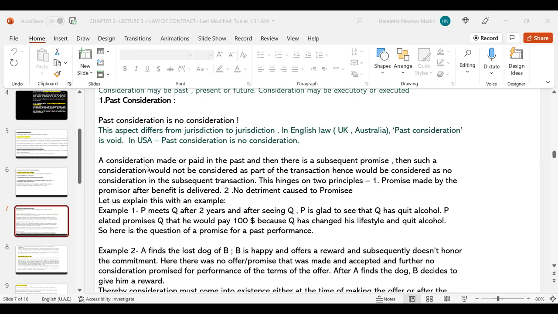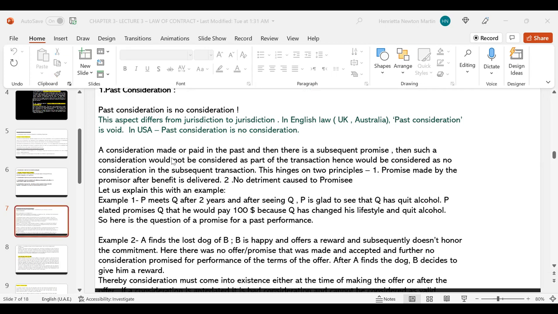Now, a consideration made or paid in the past, and then there is a subsequent promise. You pay the amount earlier, and then there is a subsequent promise. Then such a consideration would not be considered as part of the transaction. Hence, it would be considered as no consideration in the subsequent transaction. So this hinges on two principles. One, the promise is made by the promisor after the benefit is delivered, and there is no detriment caused to the promisee.